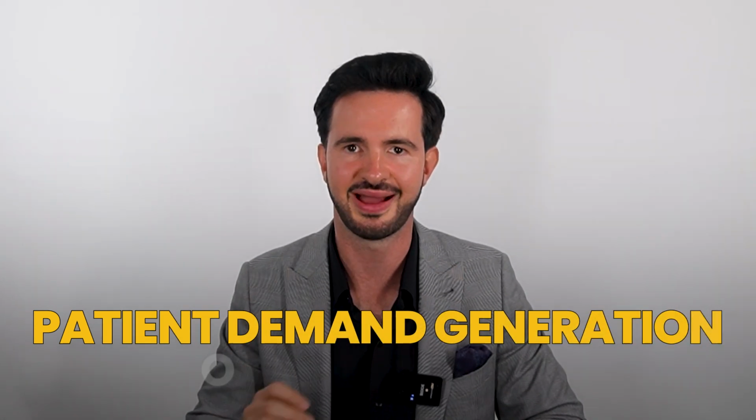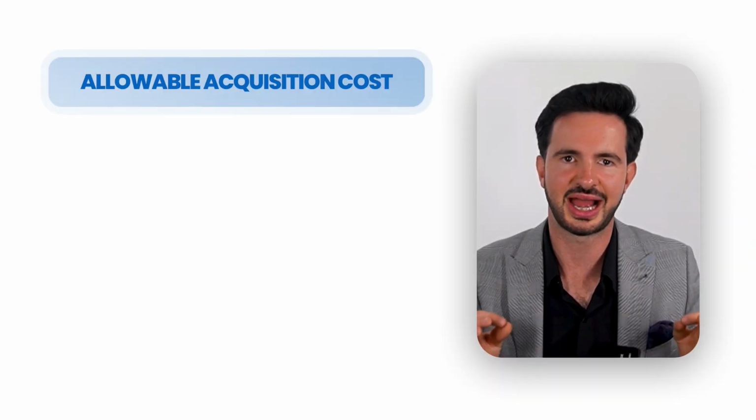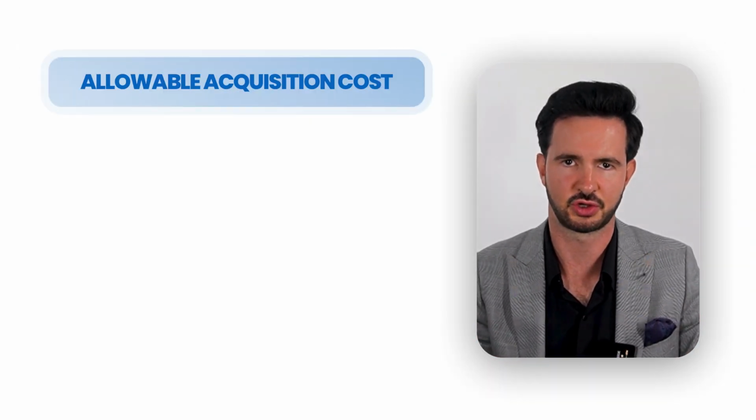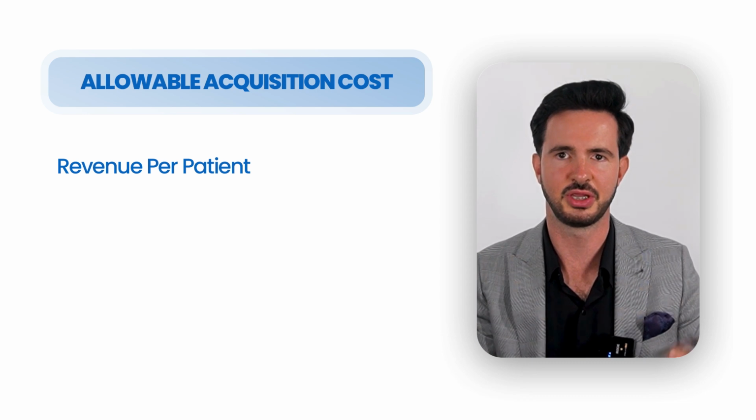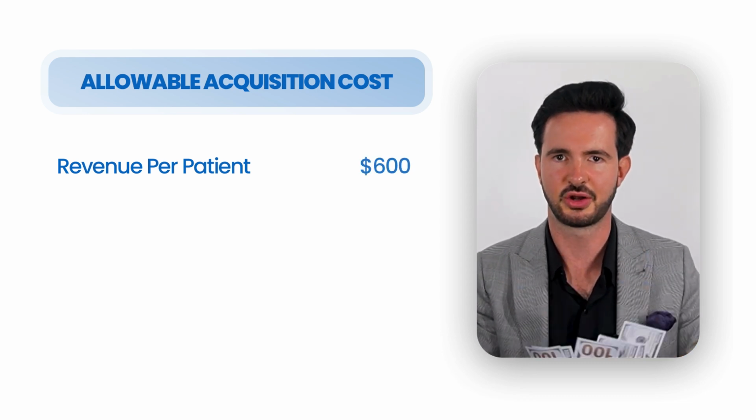All you need to do is just tell my team what you're willing to invest in each new patient relationship, and this feature becomes a patient demand generation machine on autopilot. So the question is, how do you determine your allowable acquisition cost in your practice? And the answer to that is, think of what the end result looks like. Let's say, for example, you have a higher revenue per patient. Maybe each patient brings in $600.